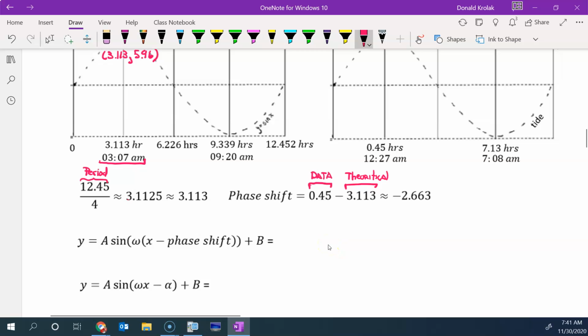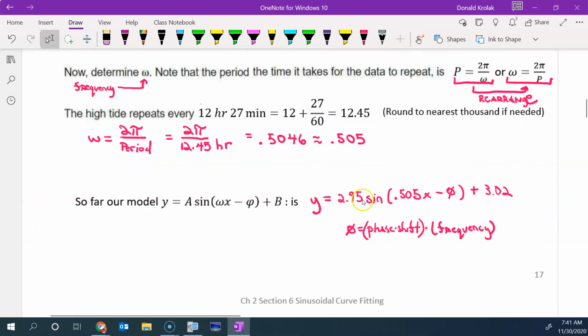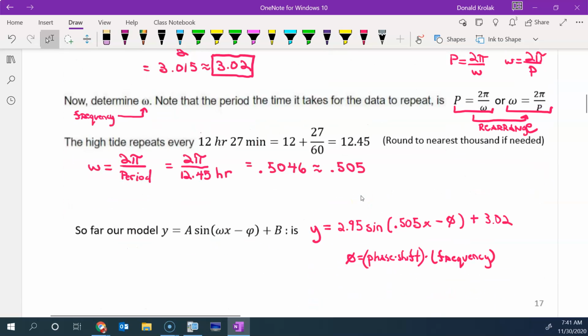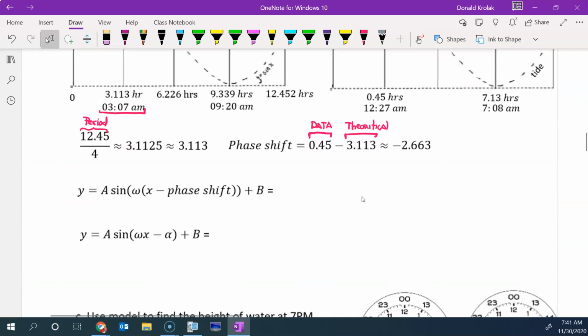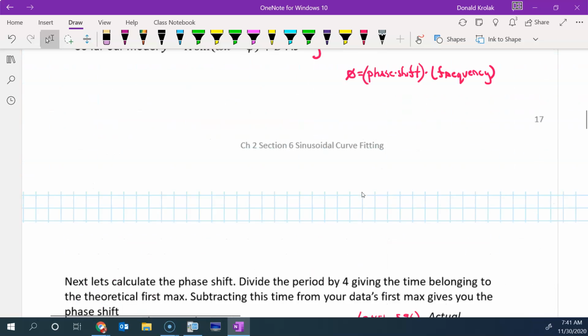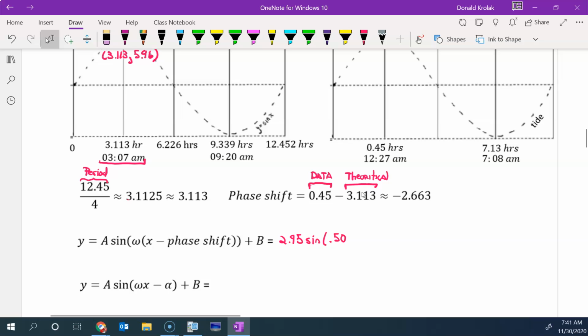Okay, now remember when you want to slide something left? Okay, well, let's just put it in like this. A was 0.295. So this would be 0.295 sine, okay, 0.505. And now I'm going to put in the phase shift.